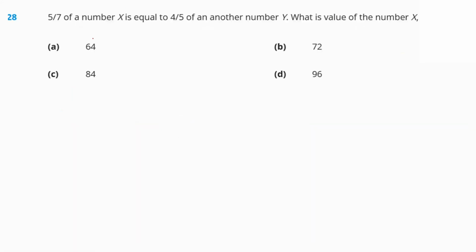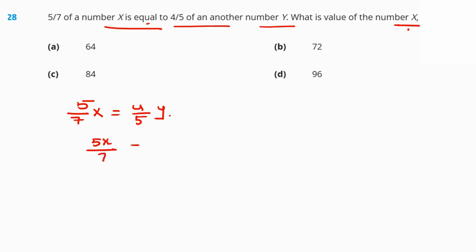Next question, number 28. 5/7 of a number x is equal to 4/5 of another number y. So what's the equation form? 5/7 of x is equal to 4/5 of y. We have to find x if y is given to be 75. Very easy. We just need to substitute y with 75.